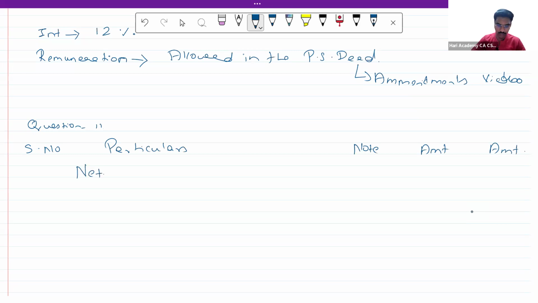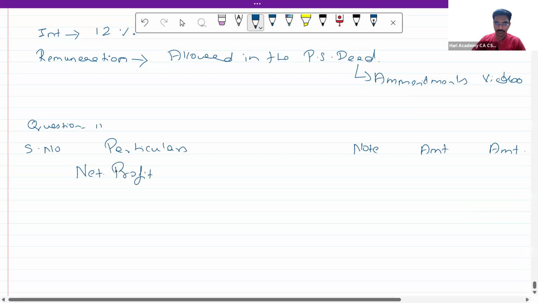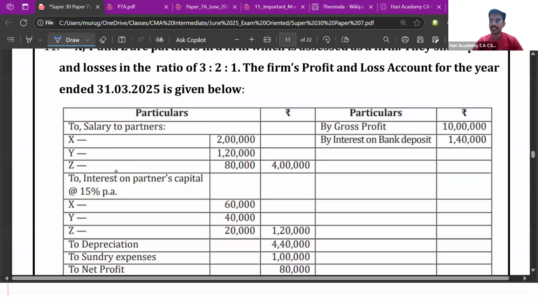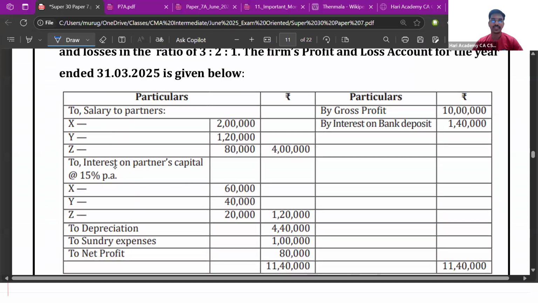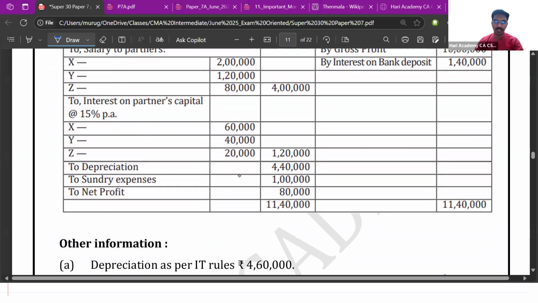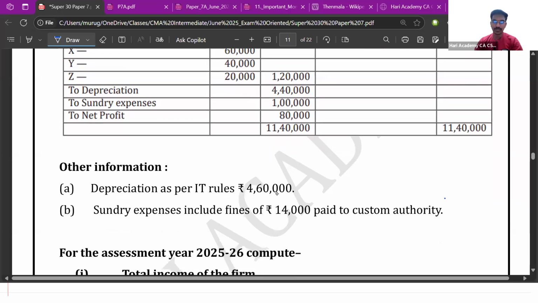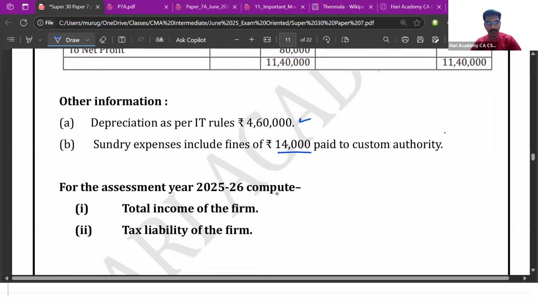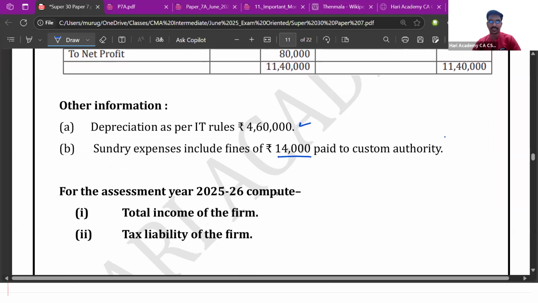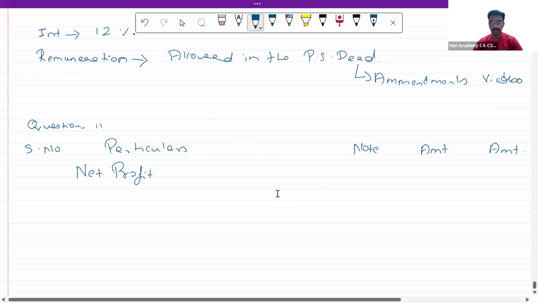As always, do the net profit. So in this question, if you see, there is gross profit, interest on bank, then there is salary to partners, interest on partners capital, depreciation is there, sundry expenses, net profit is there. So depreciation as per IT rules, they have given it as 4,60,000. Okay, here books depreciation is 4,40,000 and sundry expenses has 14,000 of fine in it. So we have to find the total income of the firm and total tax liability of the firm. This is the requirement.